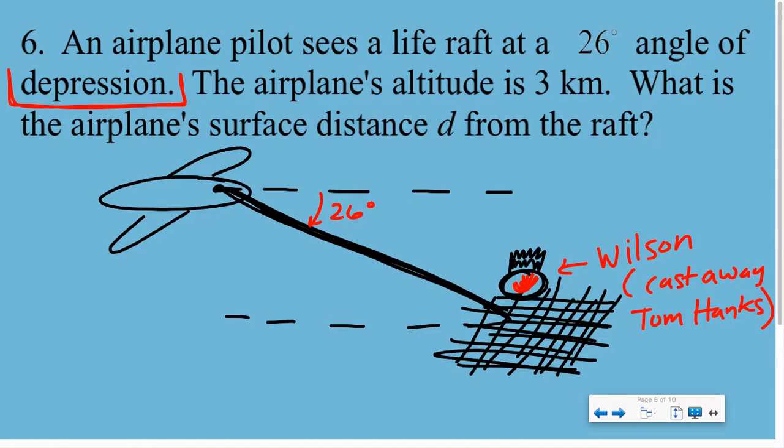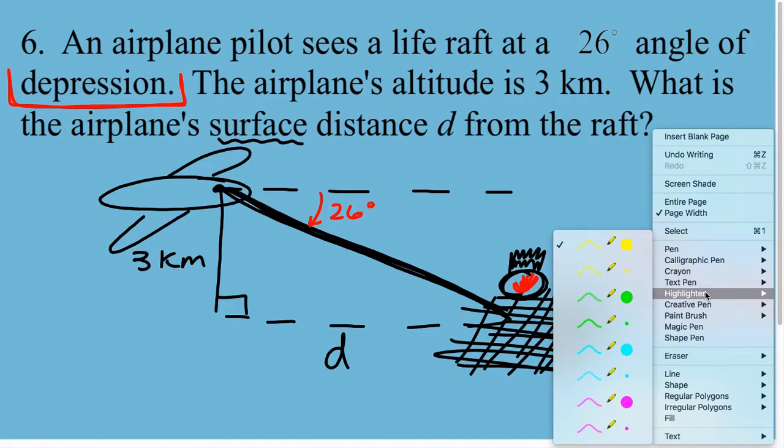Next sentence. The airplane's altitude is 3 kilometers. What's altitude measured? Height, right? It's vertical, it's the perpendicular distance from the ground. 3 kilometers. We want to find the plane's surface distance from the raft. Surface distance, flat, is going to refer to the horizontal part. So we're trying to find this distance down here.